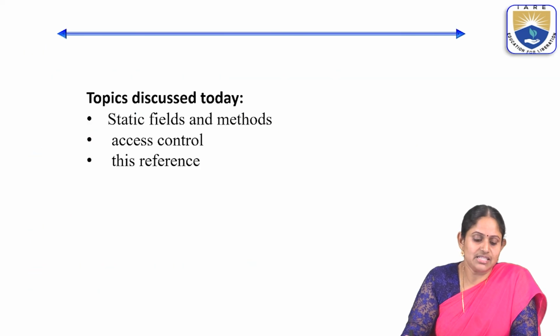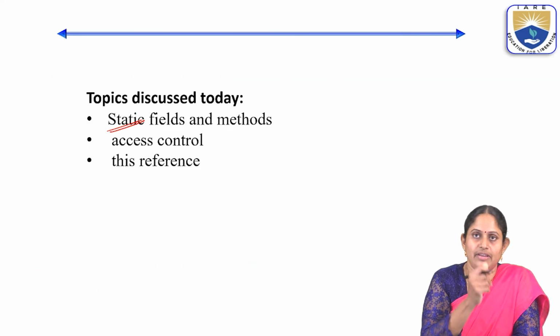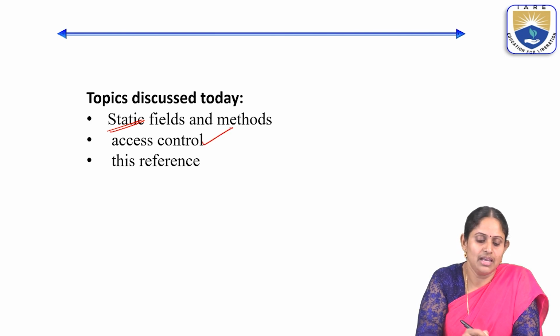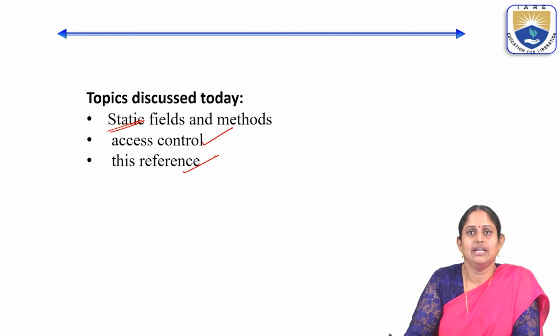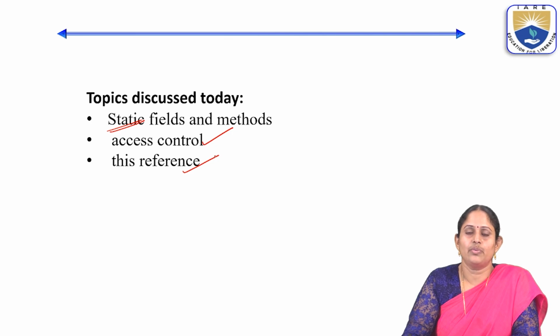So in today's class, we have discussed static fields and members, then what is the use of access control and what is the use of the this keyword. With that, I come to the end of today's session. We will continue in the next session.